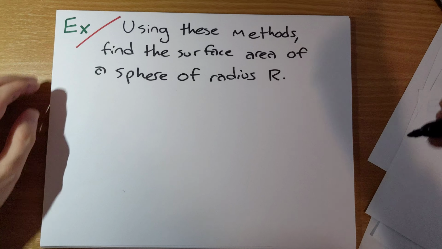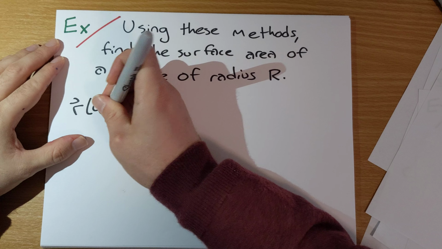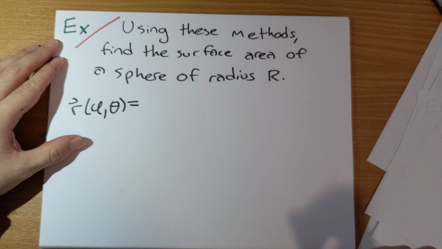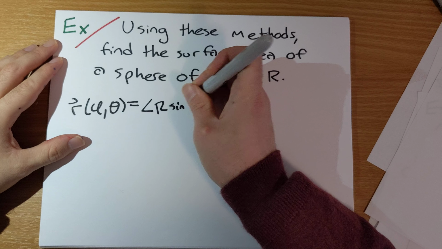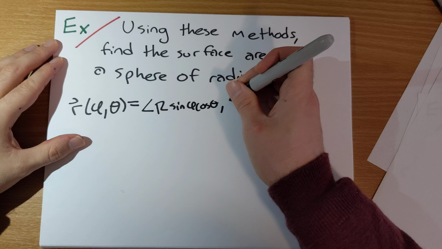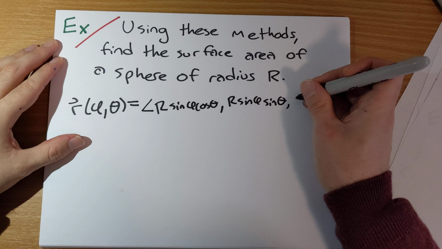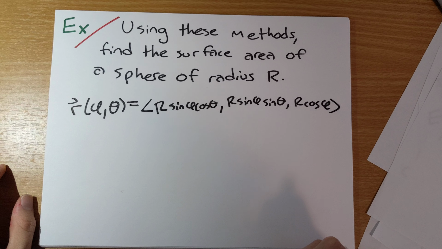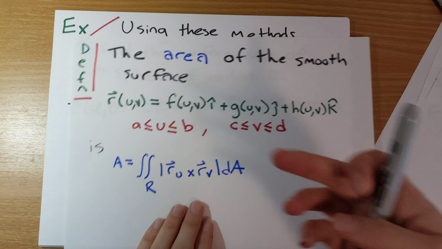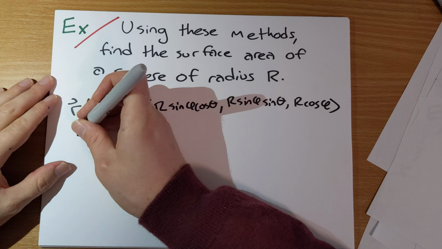Once again, let's write down, I think we did this in an earlier example, r of phi comma theta. Our parametrization is going to be r sine phi cosine theta, r sine phi sine theta, and r cosine phi. So we know that we need r sub u and r sub v, or in this case, we're doing partial derivatives with respect to phi and theta.